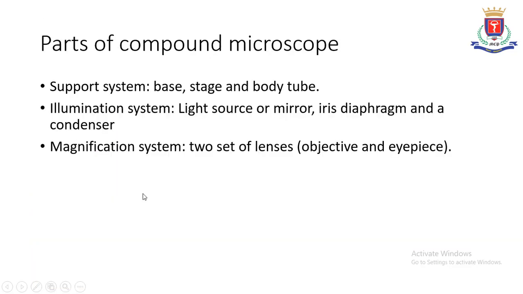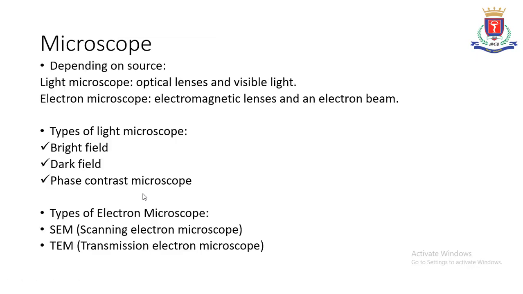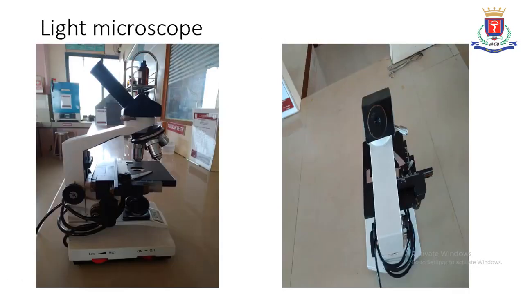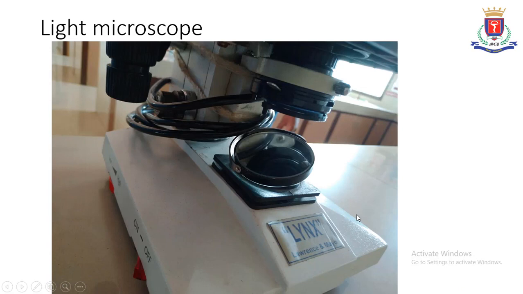And next is your magnification system, which includes two sets of lenses, that is objective lens and eyepiece. So this is your objective lens and this is your eyepiece. So here you can see the illumination system, which is usually composed of mirror. Here is the light source, this is your condenser, and below this condenser there is a diaphragm through which you can adjust the intensity of light.